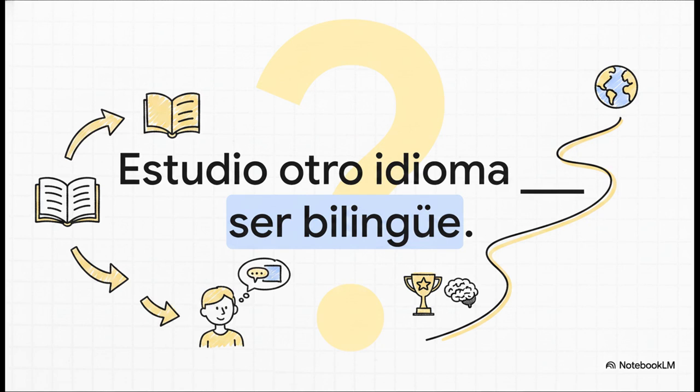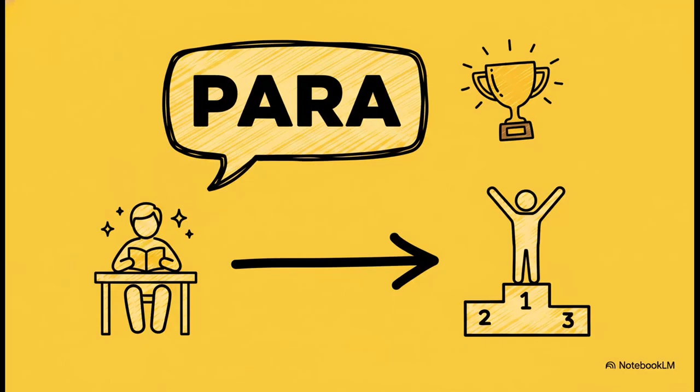Estudio otro idioma para ser bilingüe. I study another language to be bilingual. What's the logic here? Are we talking about the process or the end goal? And the answer is para. Of course, you're studying in order to become bilingual. That is your purpose, your goal, your destination. Fantastic. See, you're already getting the hang of this.